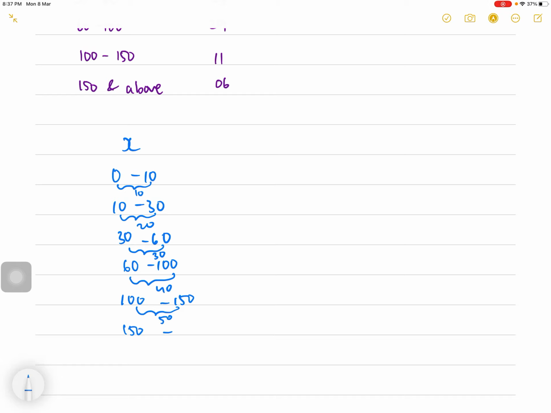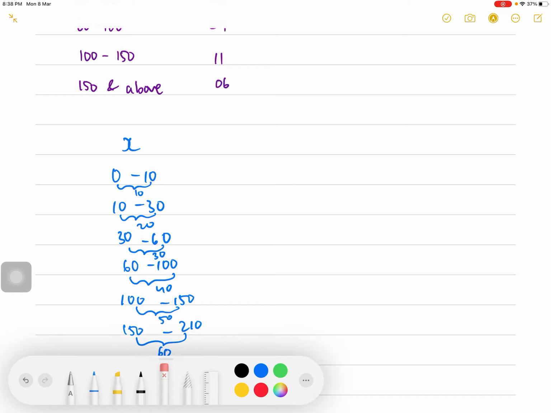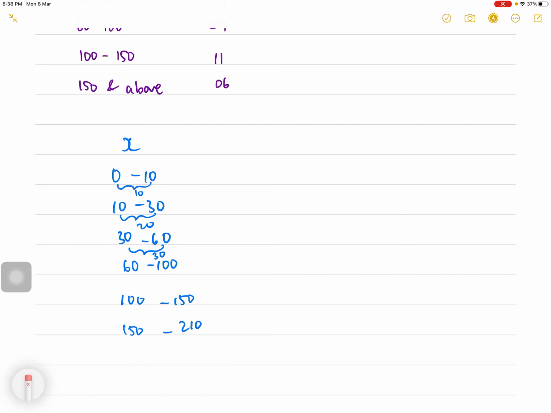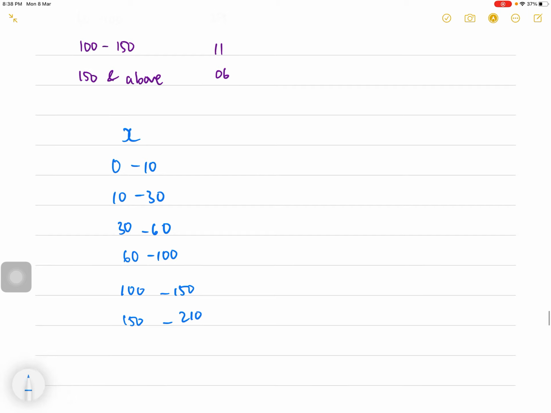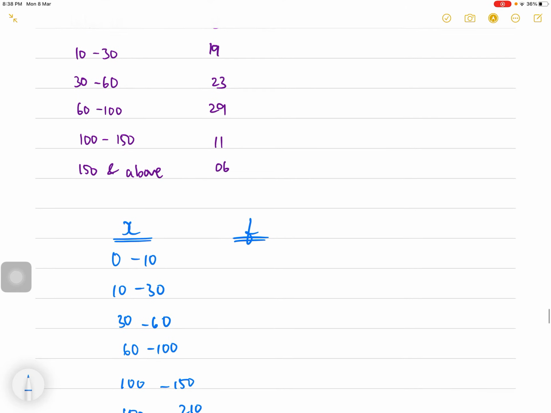We don't know till where, so I'll keep the difference as 60. So that's why it should be 150 to 210. Right. So here the width is not the same. The widths are different in every class. So we cannot use the step deviation method. We can use either the direct method or the shortcut method. We solved problems using the shortcut method, so let us solve using the direct method this time.